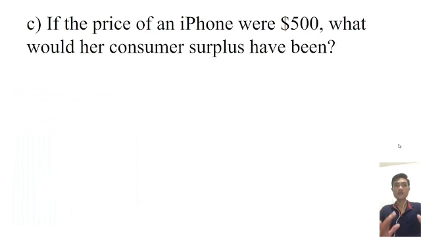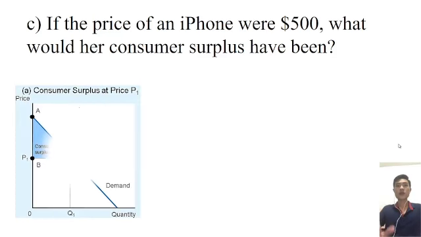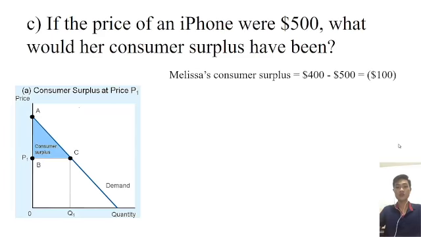The last question, if the price of an iPhone were $500, what would her consumer surplus have been? If the price of an iPhone were $500, her consumer surplus would have been minus $100, because her willingness to pay is $400 but the price is $500, so her consumer surplus would be minus $100.